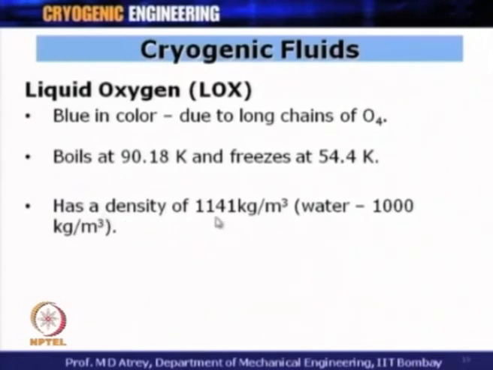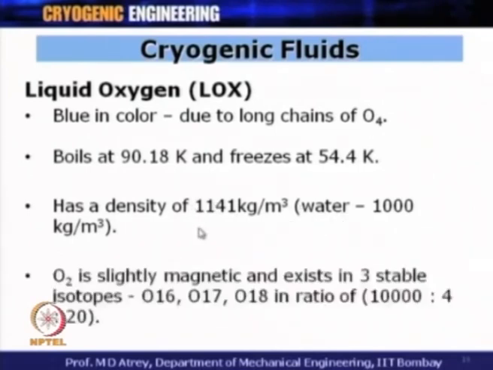It has a density of 1141 kg per meter cube. Again, if you compare with water, the density of liquid oxygen is more than that of water. O2 is slightly magnetic, and it exists in 3 stable isotopes O16, O17 and O18 in the ratios of 10,000 to 4 to 20. This is information, but what is most important is that it is magnetic. Oxygen is magnetic, and this property is utilized to separate or remove magnetic materials from some area. So, this is a very typical characteristic of liquid oxygen or oxygen gas.